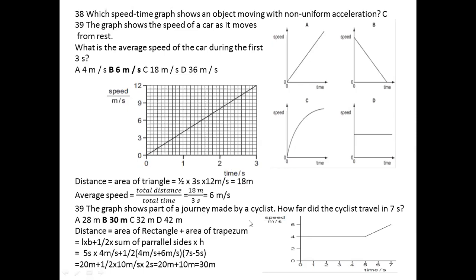Next question, the graph shows part of the journey made by a cyclist. How far did the cyclist travel in 7 seconds? We have to calculate the area of a rectangle and then the area of a trapezium. From 0 to 5 seconds, we have a rectangle, and from 5 to 7, we have a trapezium. So distance traveled is equal to the area of the rectangle plus the area of the trapezium. The length of the rectangle is 5 and its breadth is 4 meter per second. For the trapezium, one of the parallel sides is 4 meter per second, the other is 6 meter per second, and its height will be 7 minus 5.